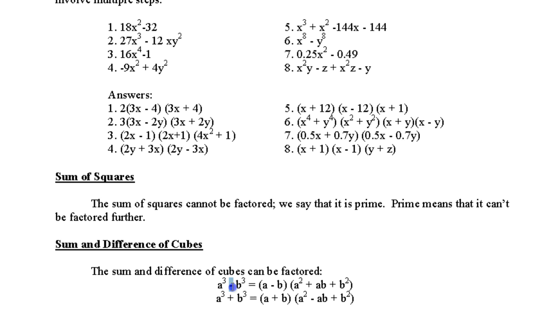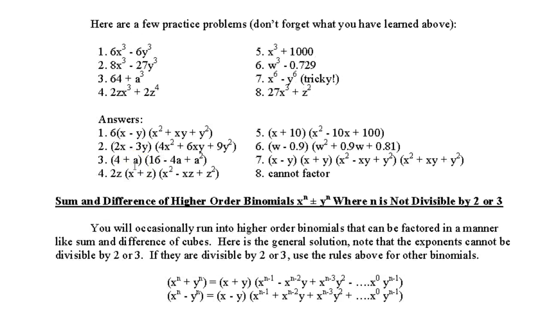So real fast, if you have a minus sign, the next sign is going to be the same. Okay, if you have a plus sign, it's also going to be a plus in that first binomial. And then in the second trinomial, or the second part, it's going to be the opposite sign of what was in here. And then the last number is always positive. So that's sum or difference of cubes.